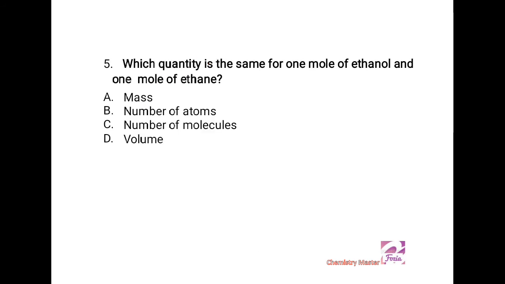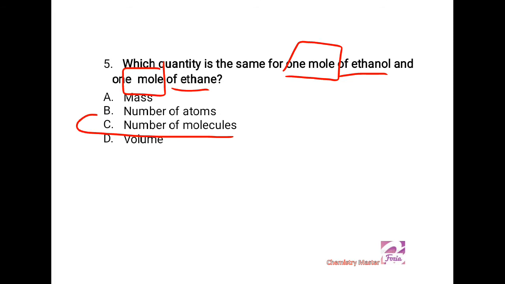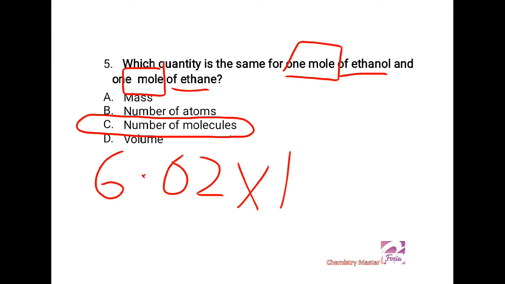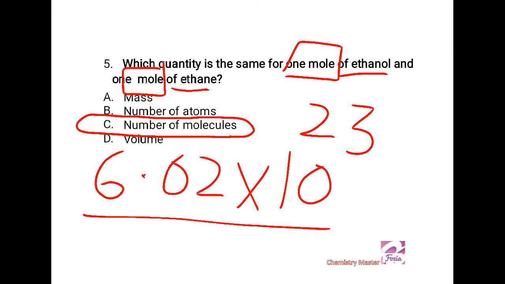Now, fifth MCQ: which quantity is the same for 1 mole of ethanol and 1 mole of ethane? When we talk about mole, in fact, we count the number of particles. You are given 2 compounds, which means atoms will not be considered, only the number of molecules will be considered. 1 mole of every substance has a fixed amount of particles, and that is 6.02 into 10 raised to the power 23. This number is a constant and is called Avogadro's number.